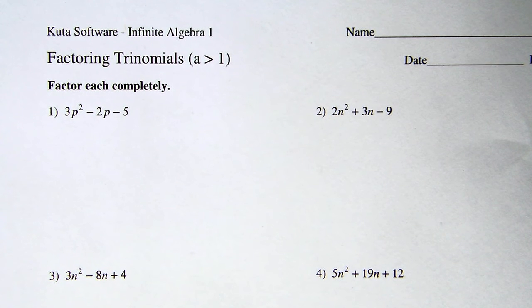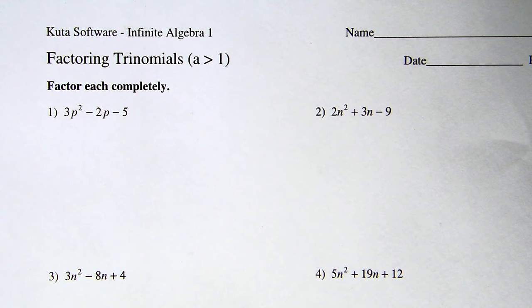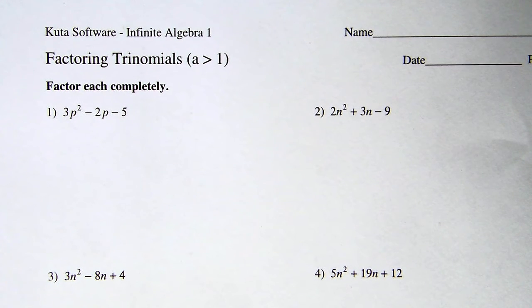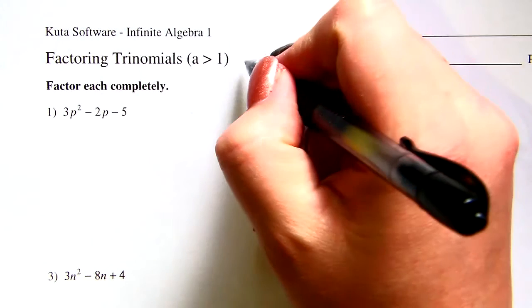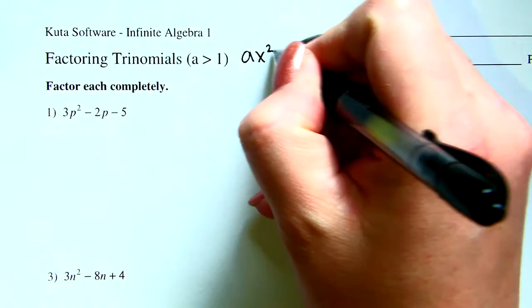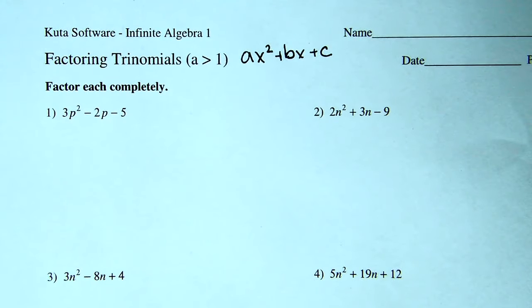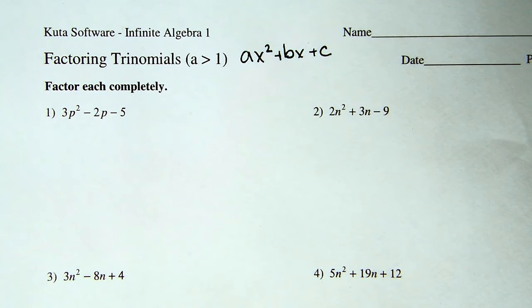This is your assignment for Chapter 8.6, Factoring Trinomials. These are trinomials in the form ax squared plus bx plus c. You're watching Mrs. Ross Does Math.